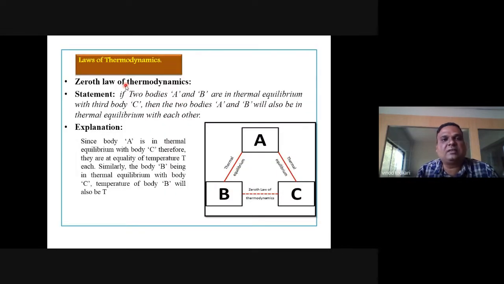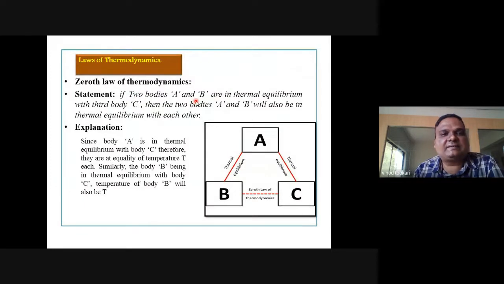Now see, there are different laws of thermodynamics. For example, first law, second law, third law, and zeroth law of thermodynamics. So we'll see one by one. What is the zeroth law of thermodynamics?